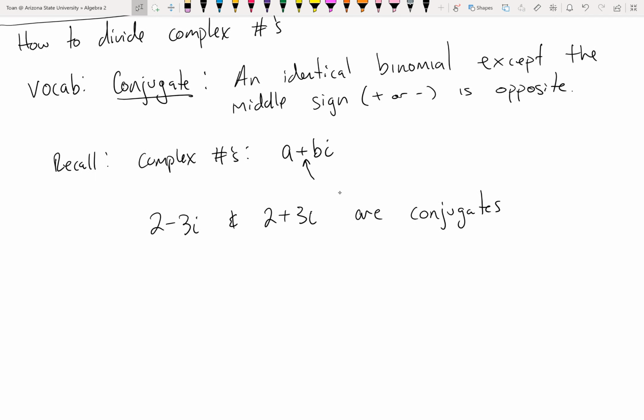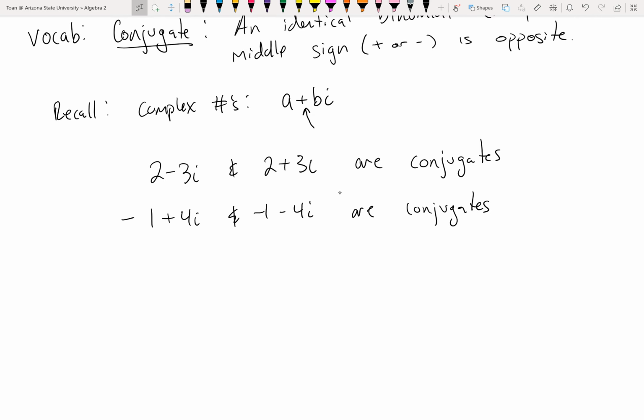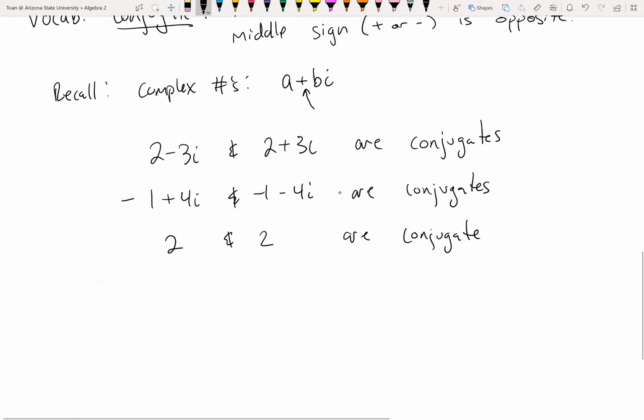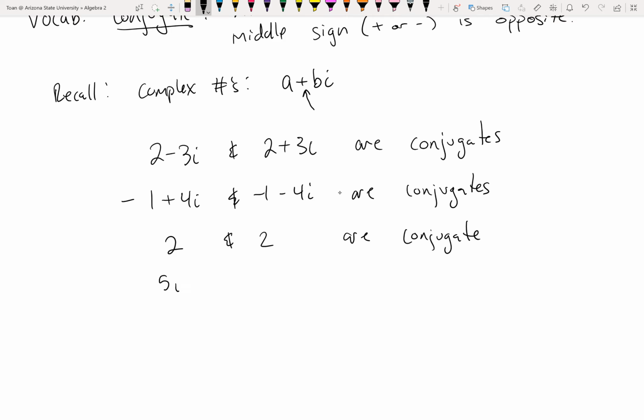And it's only the middle sign that gets flipped. So if I had something like negative 1 plus 4i, its conjugate is negative 1 minus 4i. Only the middle signs got flipped. So if I had just 2, it is its own conjugate. Remember, for a complex number, the conjugate is just the imaginary part flipped. So if I just have a real number, it is its own conjugate. Likewise, if I had a pure imaginary number, say 5i, its conjugate is negative 5i.